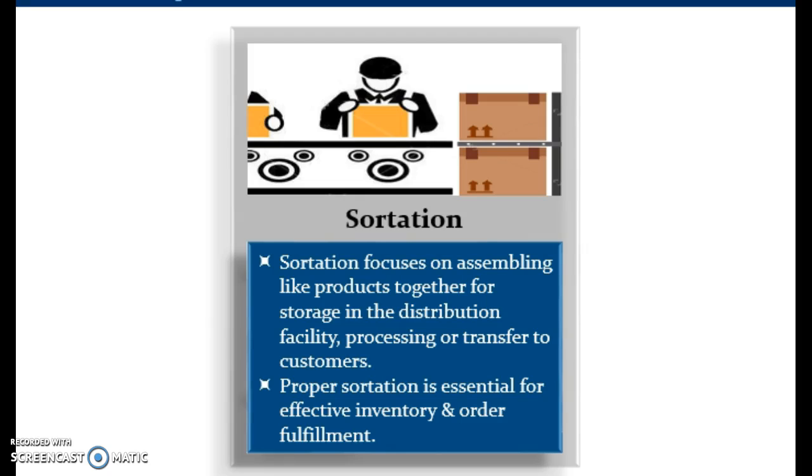Sortation, as we said, focuses on assembling like products together for storage in the distribution facility, processing, or transfer to customers. During the receiving process, goods are segmented according to their key characteristics: production lot number, stock keeping unit or SKU number, case pack size, expiration date, etc., and prepared for safe storage in the facility or immediate distribution. Proper sortation is essential for the effective management of inventory and fulfillment of customer orders.